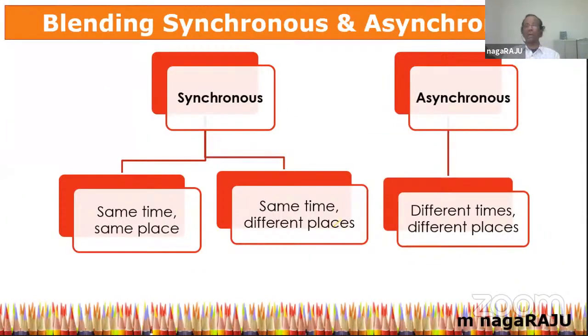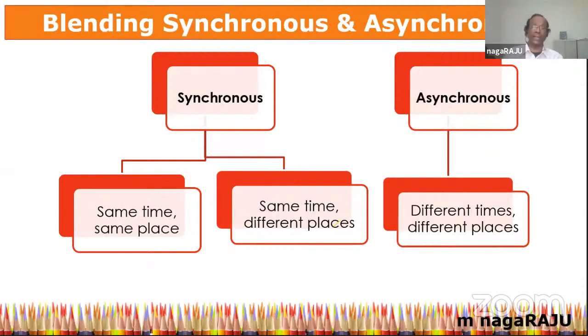Okay, so not only the classroom and the online thing, there is a second factor to it. When we blend, there is a second factor. What is the second factor? Some learning happens synchronously. Synchronous means at the same time. Some learning happens asynchronously. Asynchronously means not at the same time. Asynchronous and synchronous, these are the two different ways in which learning happens.